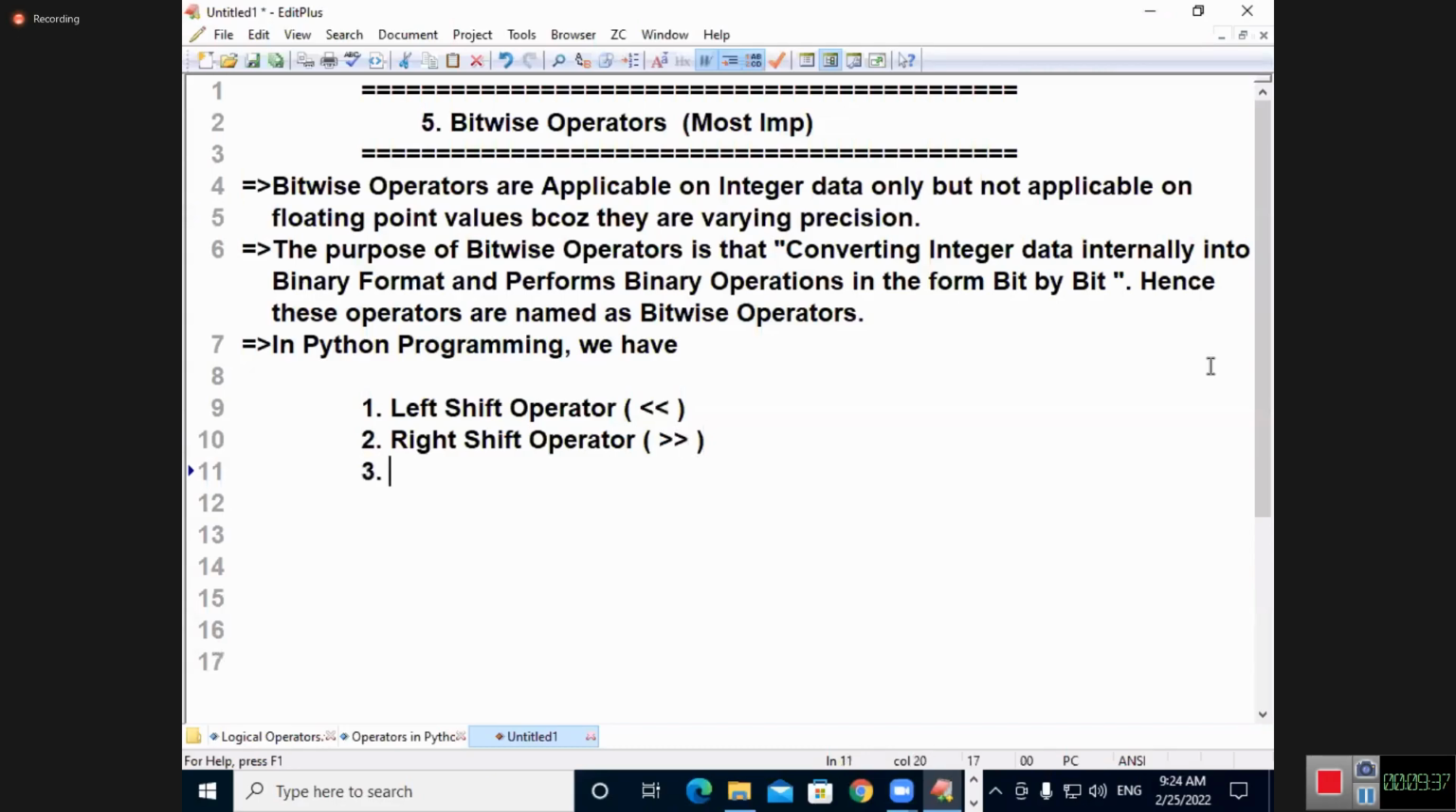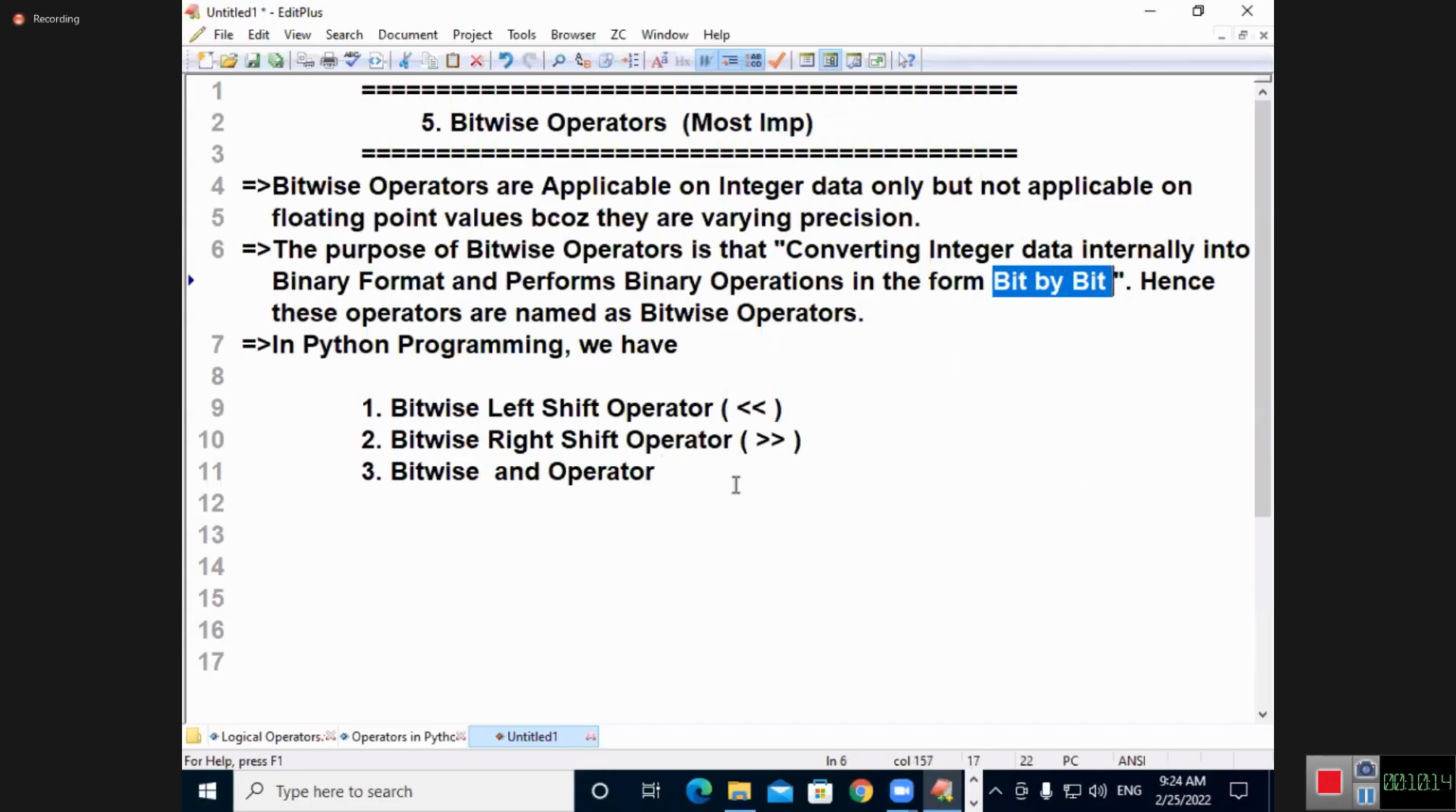Next, I will explain each and everything, guys. Next I will take the bitwise right shift. Next I will write the bitwise AND operator. Already we have seen one AND operator, the logical AND, which deals with true or false. Bitwise AND deals with zeros and ones, because I told you already that everything will be done on the basis of bit by bit.